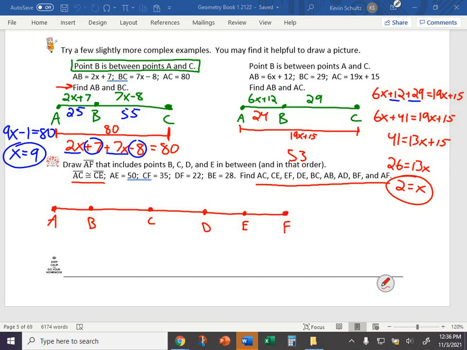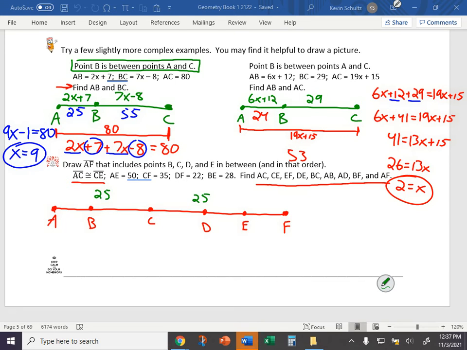Joey? So since A to C and C to E are the same distance, and A to E is 50, then AC and CE is 25. Bingo, right? If AC and CE are congruent, meaning they're the same, and AE is 50, that means from A to C, I'll do it in green, from A to C and from C to E, both of them have to be 25.